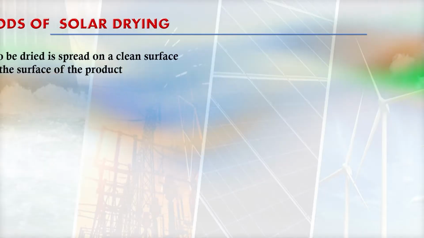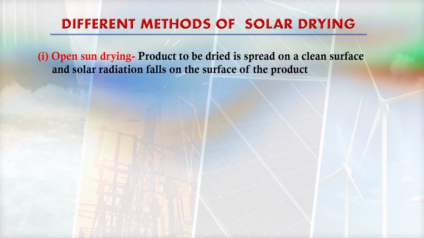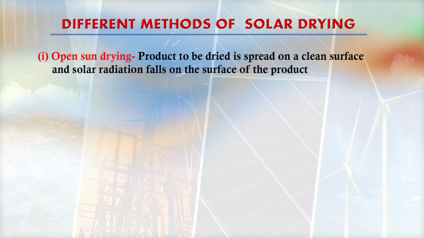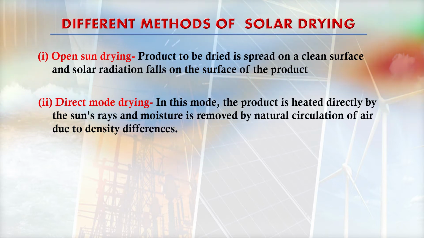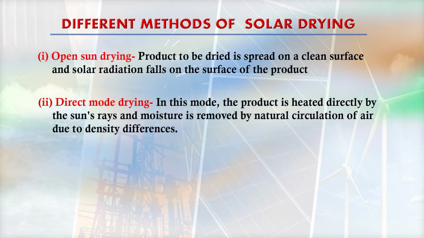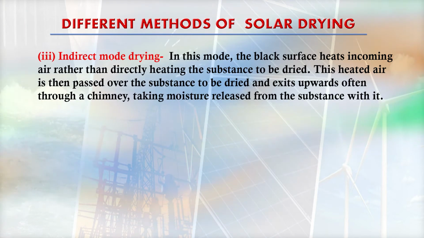The first one is open sun drying, where the product to be dried is spread on a clean surface and solar radiation falls on the surface of the product. Second is the direct mode drying. Here the product is heated directly by the sun rays and moisture is removed by the natural circulation of air due to density differences. The third mode is indirect mode of drying.